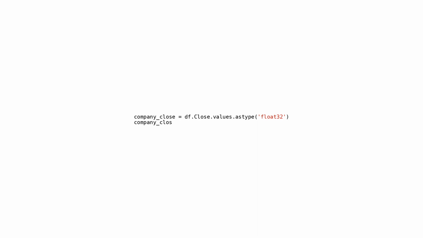This code readies the closing stock prices of a company for further examination or analysis by standardizing the data type and shape. This is beneficial for machine learning algorithms or mathematical operations requiring data in a specific format. Converting the data to float32 and reshaping it into a 2D array ensures consistency and compatibility with various data processing techniques and libraries.